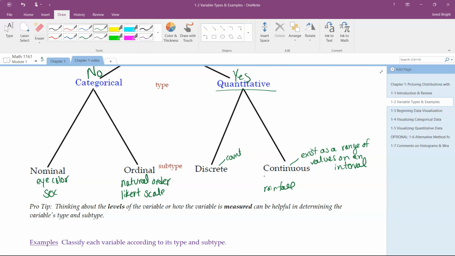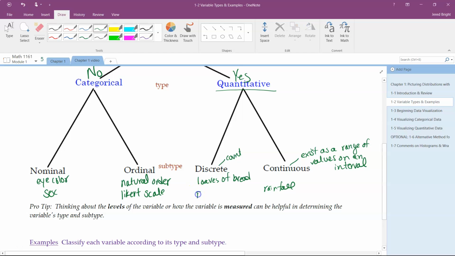Okay. Discrete would be something that you can literally count. So I'm thinking loaves of bread. So you can sit there and count loaves of bread. This is 1 loaf, 2 loaves, 3 loaves. I'm counting whole loaves, by the way. I'm not counting halves.